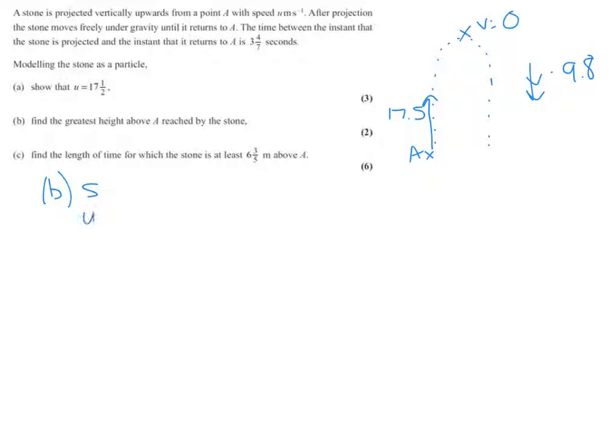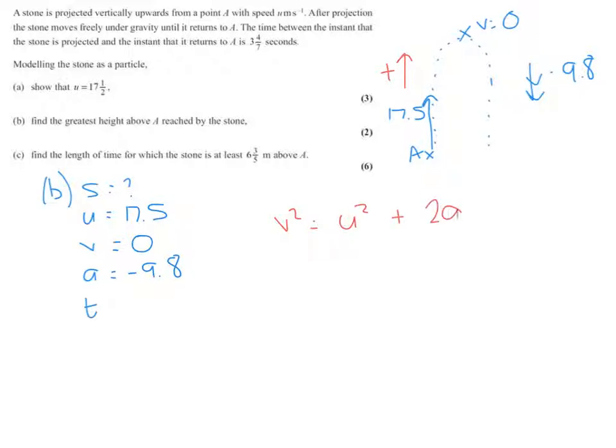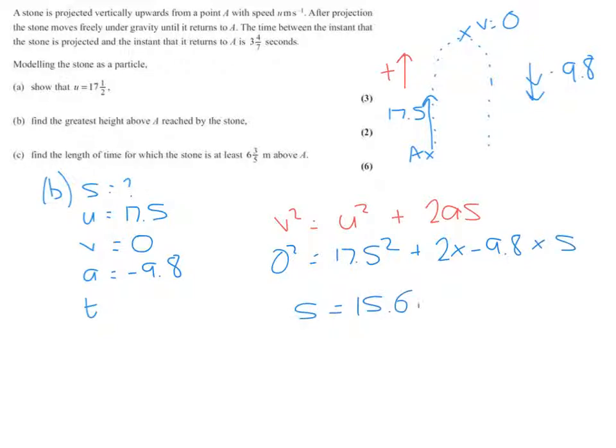So we'll have a look at our Suvat data. s is what we're trying to find, that greatest height. We know we're starting off at 17.5 if we're taking upwards as positive. v, we know at the greatest height is 0, and a we know is minus 9.8. So we're going to use v squared equals u squared plus 2as. 0 squared equals 17.5 squared plus 2 times minus 9.8 times s, and rearranging that will give you 15.6 meters.